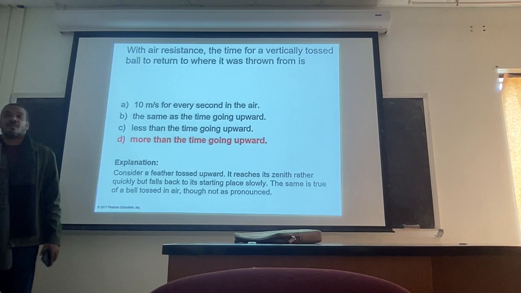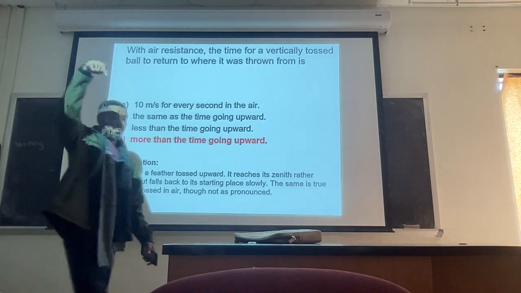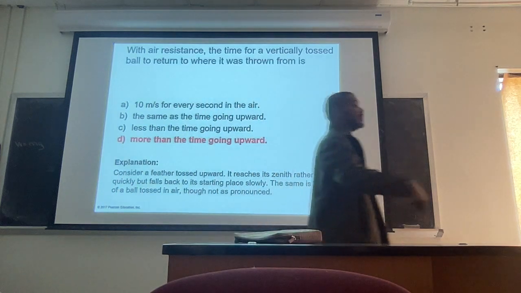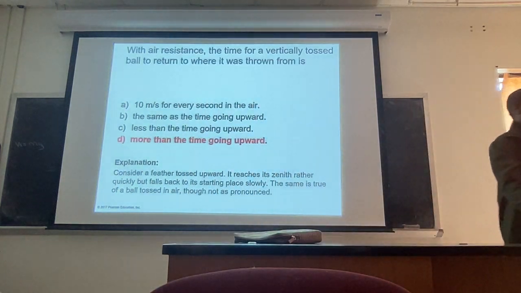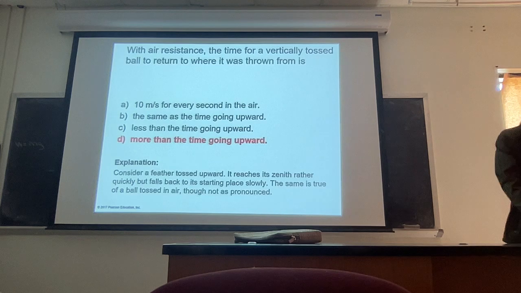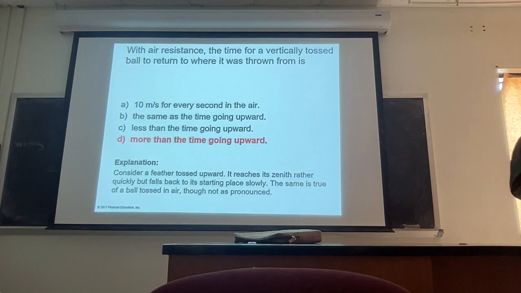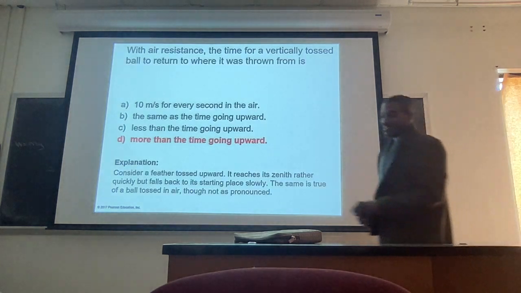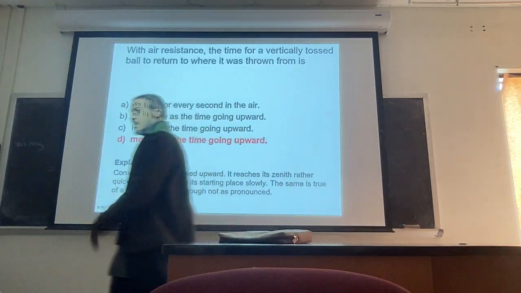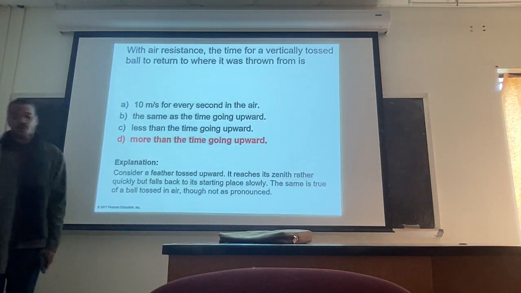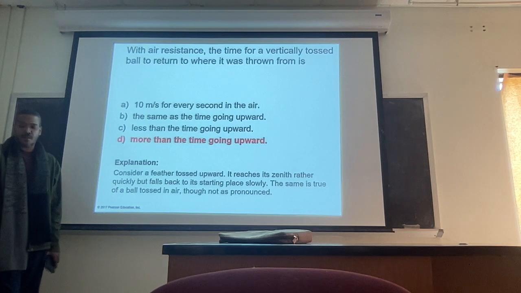Wait, more? I thought going up. No, coming down is working with it, right? Gravity. Well, gravity is, but air resistance, I'm confusing the two. Air resistance is different from gravity, right? So you're right, air resistance is working against it going up and against it coming down. So that's why that doesn't really explain why it's more time going down than going upward.